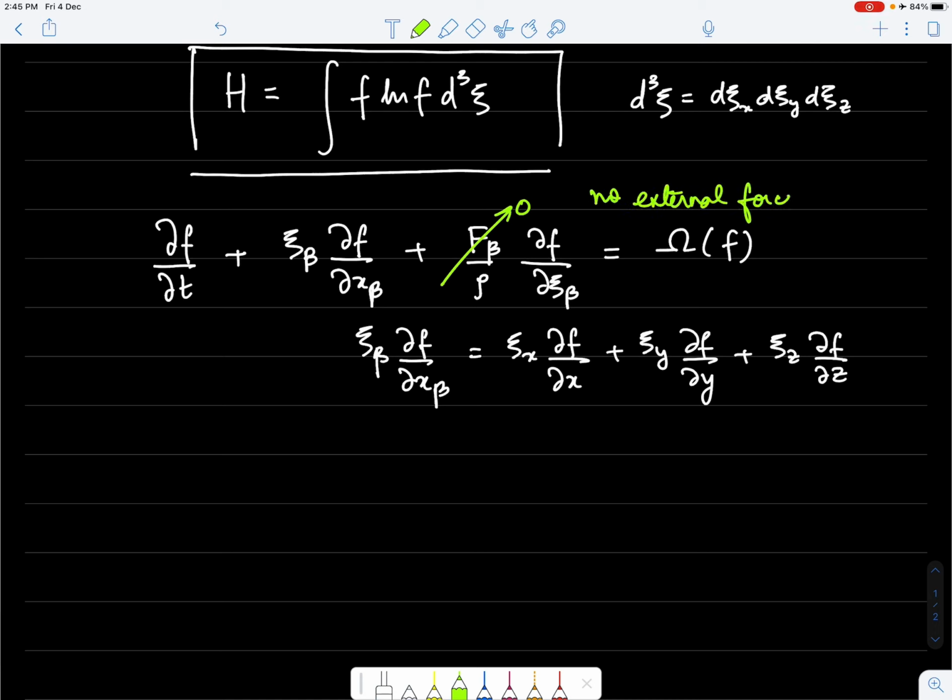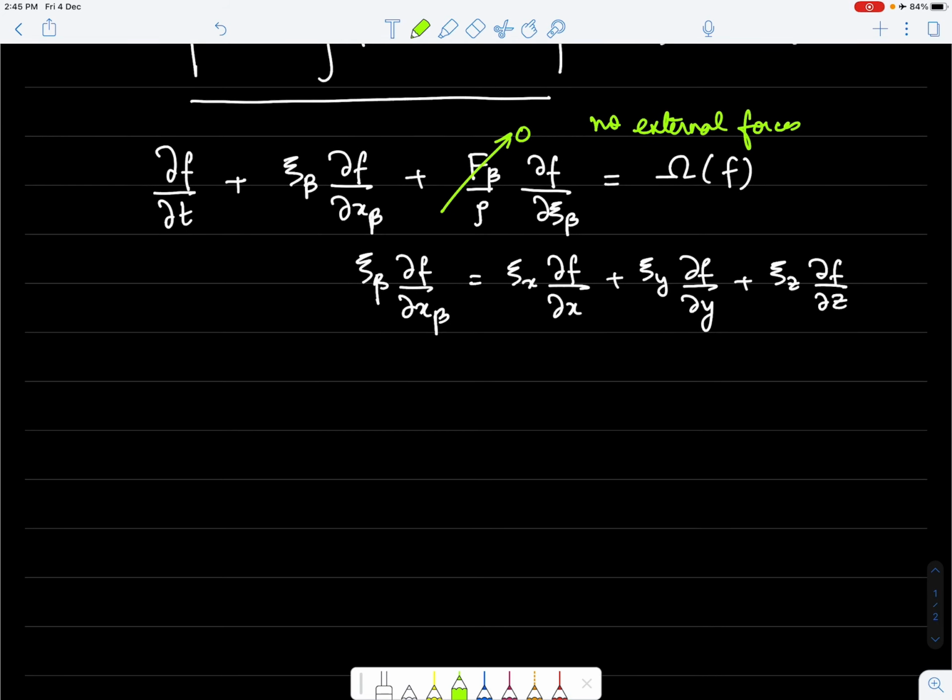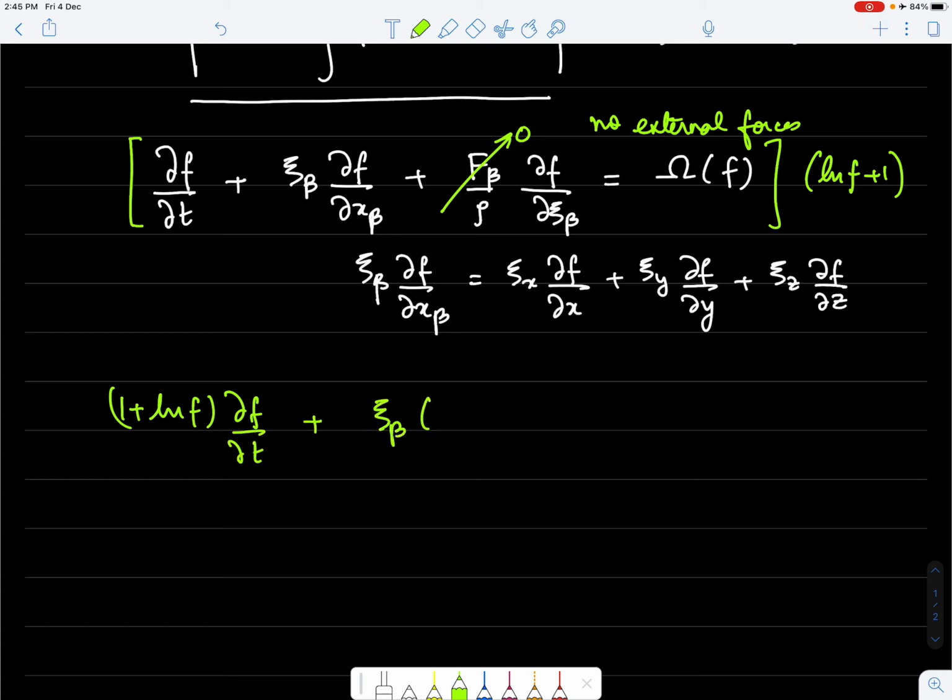So we'll have df dt plus xi beta df dx beta equal to omega f, and let me multiply this equation by 1 plus log f. So what do we get? We'll get 1 plus log f df dt plus xi beta 1 plus log f df dx beta equal to 1 plus log f omega f.